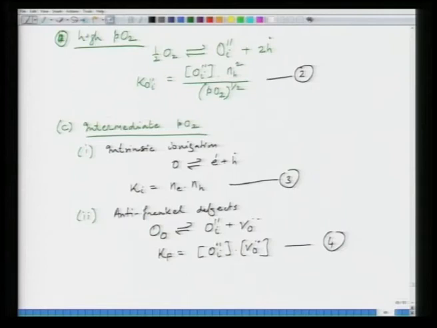and then we looked at the conditions for intermediate PO2. In the case of intermediate partial pressure of oxygen, you can have two conditions. First condition is when you have intrinsic ionization, which is the dominant factor, which means you have intrinsic formation of electrons and holes, and here Ki is equal to product of Ne and NH independent of PO2. Or second scenario is when anti-Frenkel disorder dominates. As a result, you form oxygen interstitials and oxygen vacancies, and Kf is product of these two defects concentrations, and again is independent of PO2, which we know.